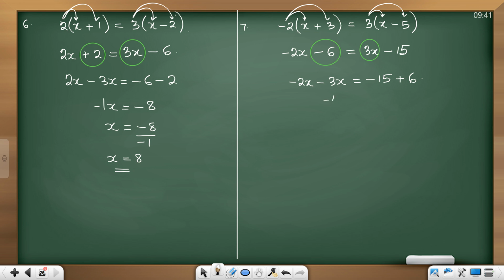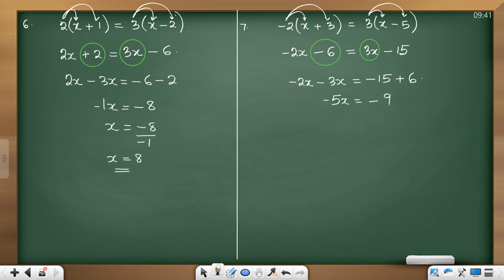Negative 2x minus 3x, both negative, would give me negative 5x. Now, negative 15, you are owing 15 rand, okay, but you have 6 rand. What would your answer be? Is it a positive or a negative? We need to fix this integers because it will always come to bite us. All right, so I take the sign of the bigger number, negative 9.